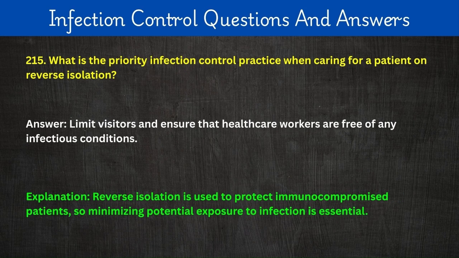215. What is the priority infection control practice when caring for a patient on reverse isolation? Answer: limit visitors and ensure that healthcare workers are free of any infectious conditions. Explanation: reverse isolation is used to protect immunocompromised patients, so minimizing potential exposure to infection is essential.